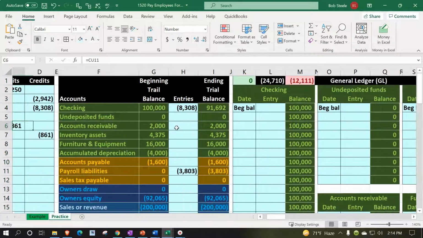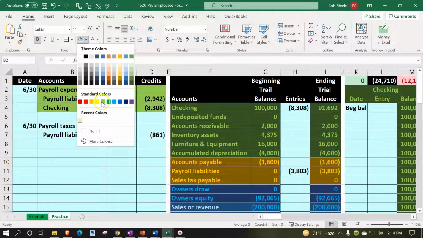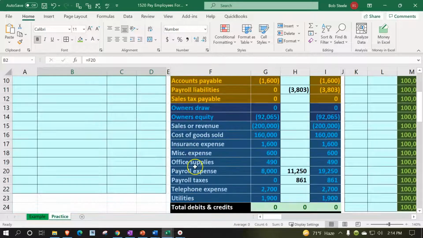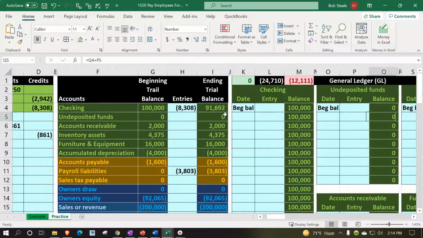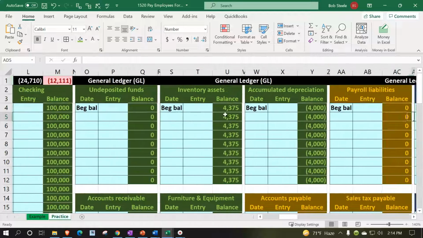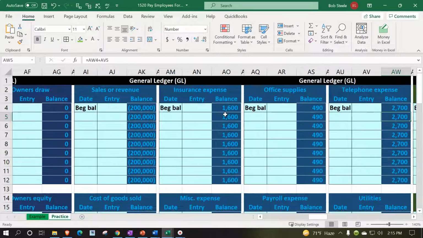So back on over to the left, I'm going to make the first one green so we can see it a little bit more clearly, focus our eyes on it as we post it to the GL. We're looking at payroll first, which is one of the third to last liability. It's in the same order on the GL. The assets in green, liabilities in orange, equity dark blue, and then we're in the income statement.